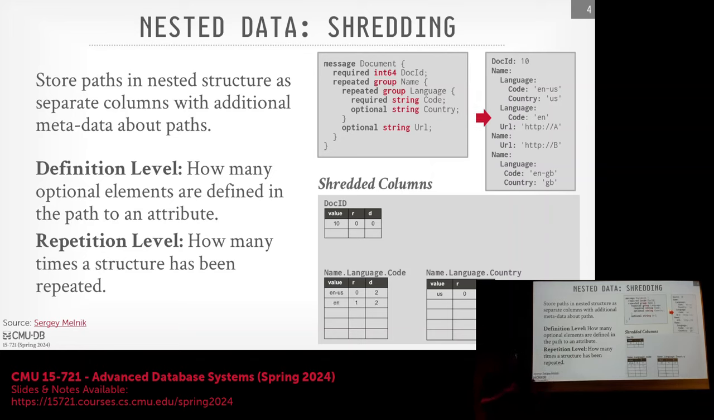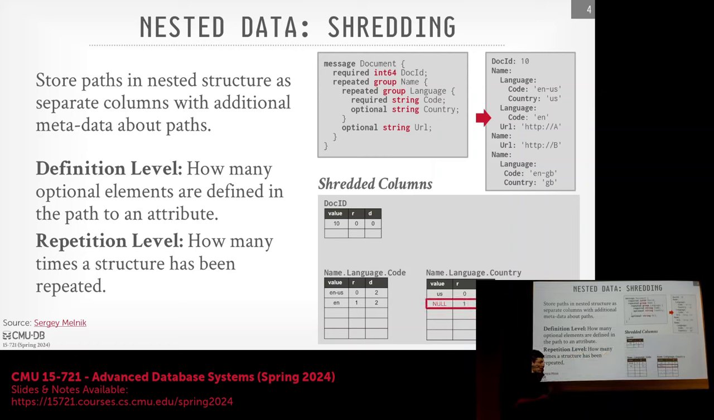Then we go to the next group for language. Again, we see a code and we insert that here. Starting at zero, it's the second repeated group within this hierarchy, so we set that to one. And then our path to get here is two, just like it was here, because we had to go from name to language to code.